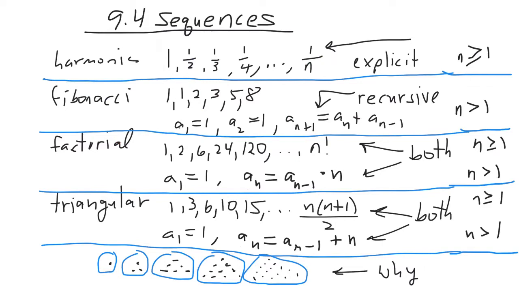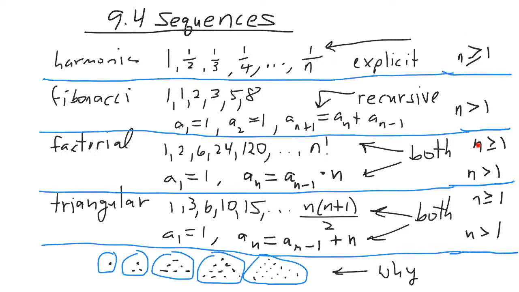The factorial sequence, 1 factorial, 2 factorial, 3 factorial, has both an explicit and a recursive formula that we could use. The triangular numbers, here they are, have an explicit as well as a recursive formula. If we look at these pictures of dots, the very smallest triangle, theoretically, has 1 dot, then a triangle with 3 dots, a triangle with 6 dots, a triangle with 10 dots, and every time we add a new row at the bottom of the triangle, we pick up more dots, and that's the next number.